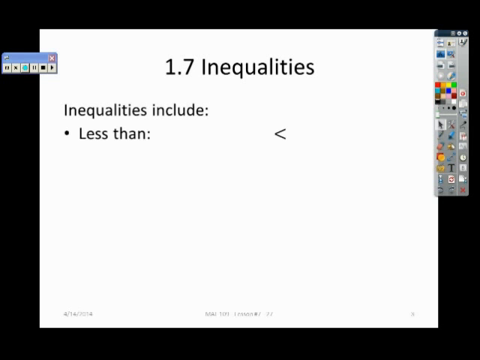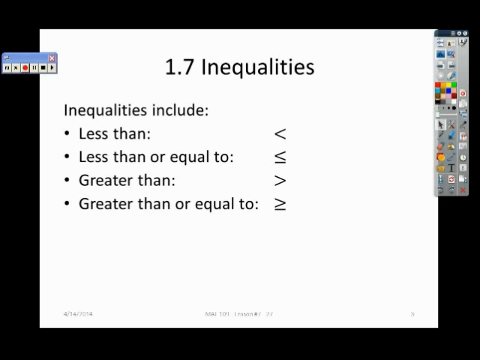Inequalities use the symbols that you all should be familiar with. Less than or equal to. The bar underneath includes the equal part. And that equal part means that the number at the end of the interval is part of the interval. The less than says that it's not part of it. Greater than and greater than or equal to.